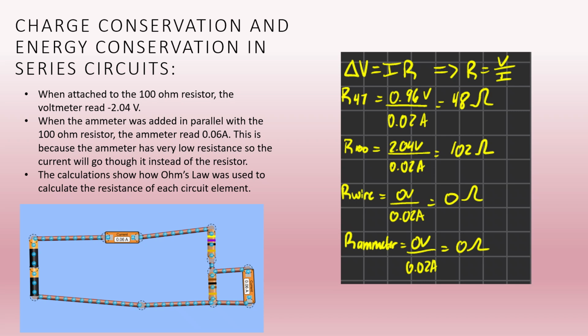When attached to the 100 ohm resistor, the voltmeter read negative 2.04 volts. When the ammeter was added in parallel with the 100 ohm resistor, the ammeter read 0.06 amps. This is because the ammeter has a very low resistance, so the current will go through it instead of the resistor. The calculations to the right show how Ohm's law was used to calculate the resistance of each circuit element. So I have the 47 ohm resistor, the 100 ohm resistor, the wire, and then the ammeter as well.